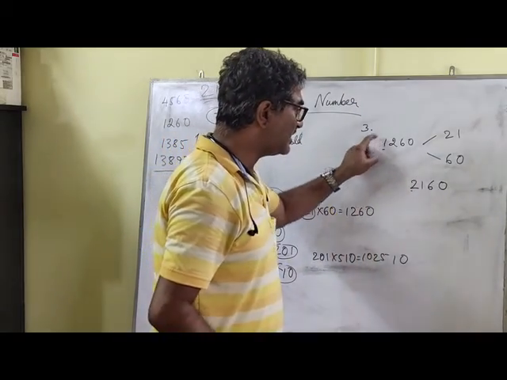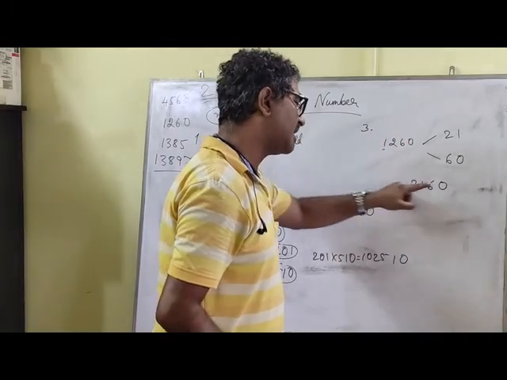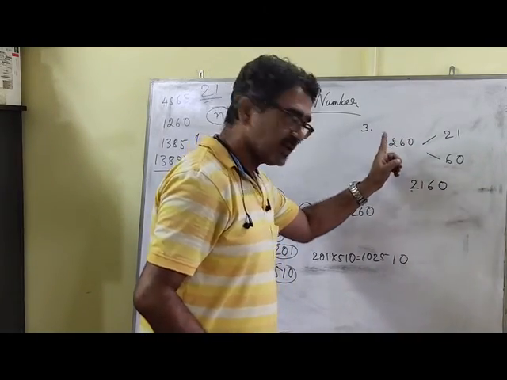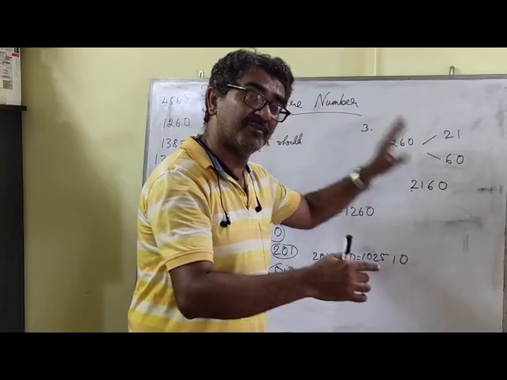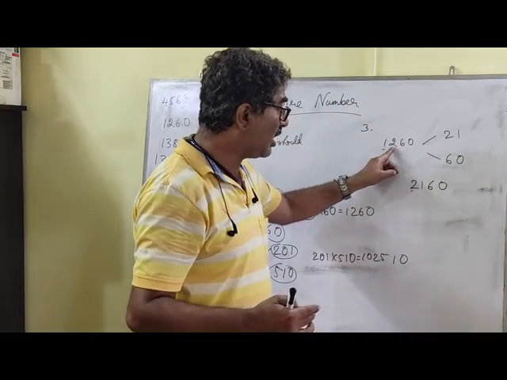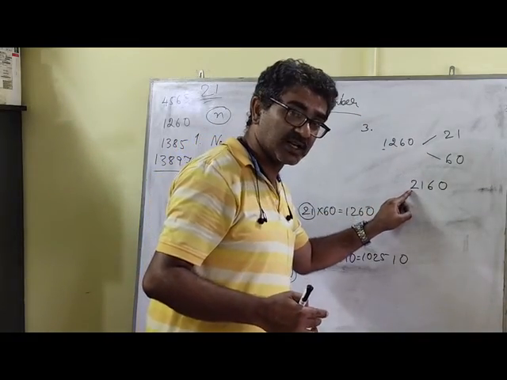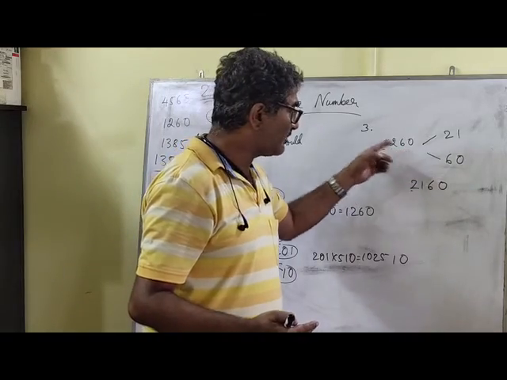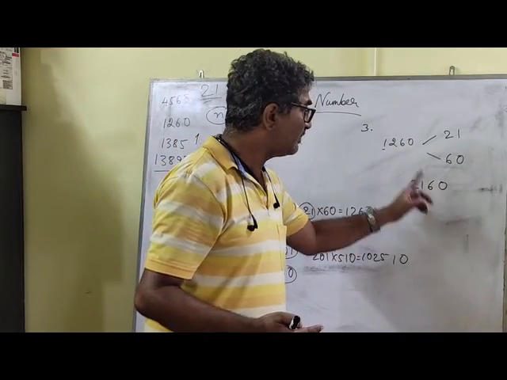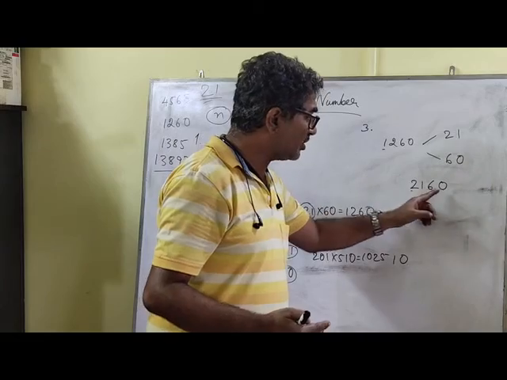You see, 1, how many times is it present over here? 1 time. Here also it is present 1 time. 2, you see, all the digits should be present with the same number of repetition. 2, how many times? A single time. So here also 2 single time. Here 6, how many times? Single time. Here also 6, single time. Here 0, single time. Here also 0, single time.